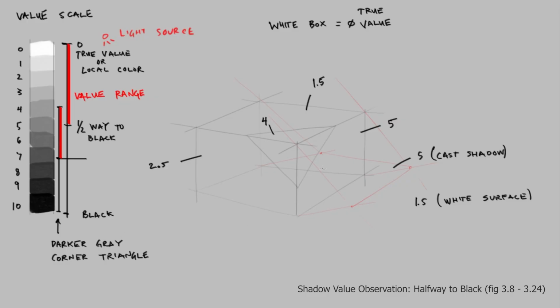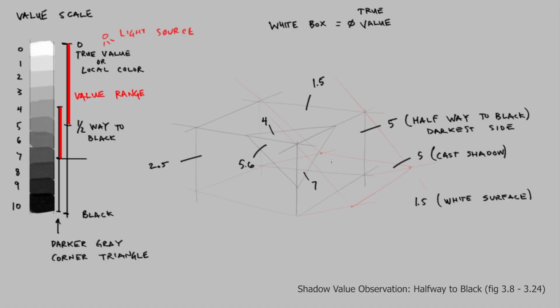You can see here now I am trying to figure out the value of that triangular corner piece there. We're going to assign the local value of this piece a little bit darker, so a grayish value. I'm choosing a 4 here as the local value, and then using that halfway to black rule, I'm getting about a 7 or a little lighter, a 6 for the shadow side, and then halfway to black to that would be either a 5 or a 5.6.